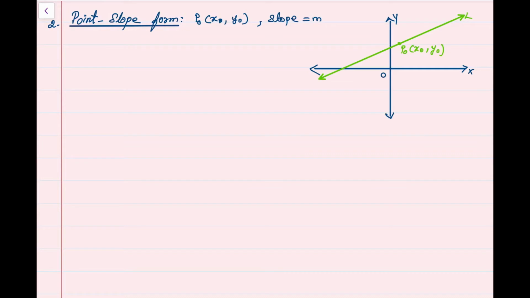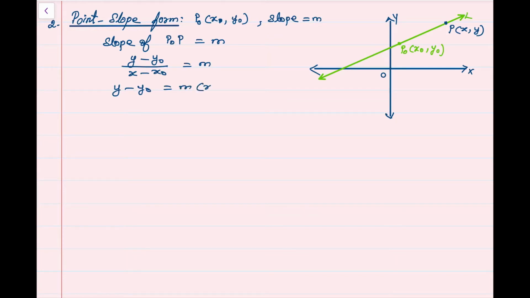To find the equation of this straight line, let us take an arbitrary point P with coordinates x, y. P can be taken anywhere on this line. Therefore, the slope of P0P is equal to m because it is given. And when we know 2 points, we know how to find the slope, which is y minus y0 divided by x minus x0 is equal to m. Let us cross multiply. Therefore, the equation of the straight line is y minus y0 is equal to m times x minus x0.